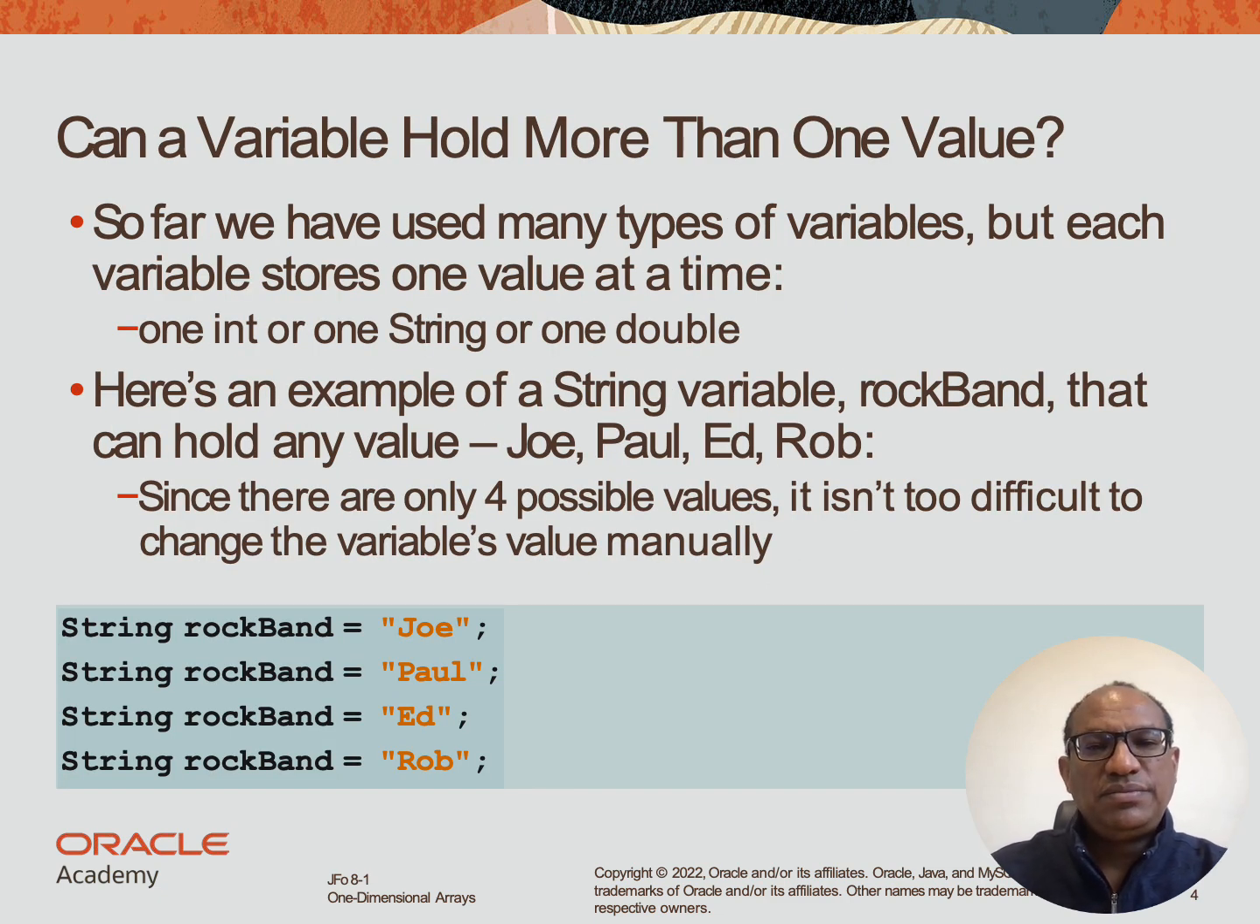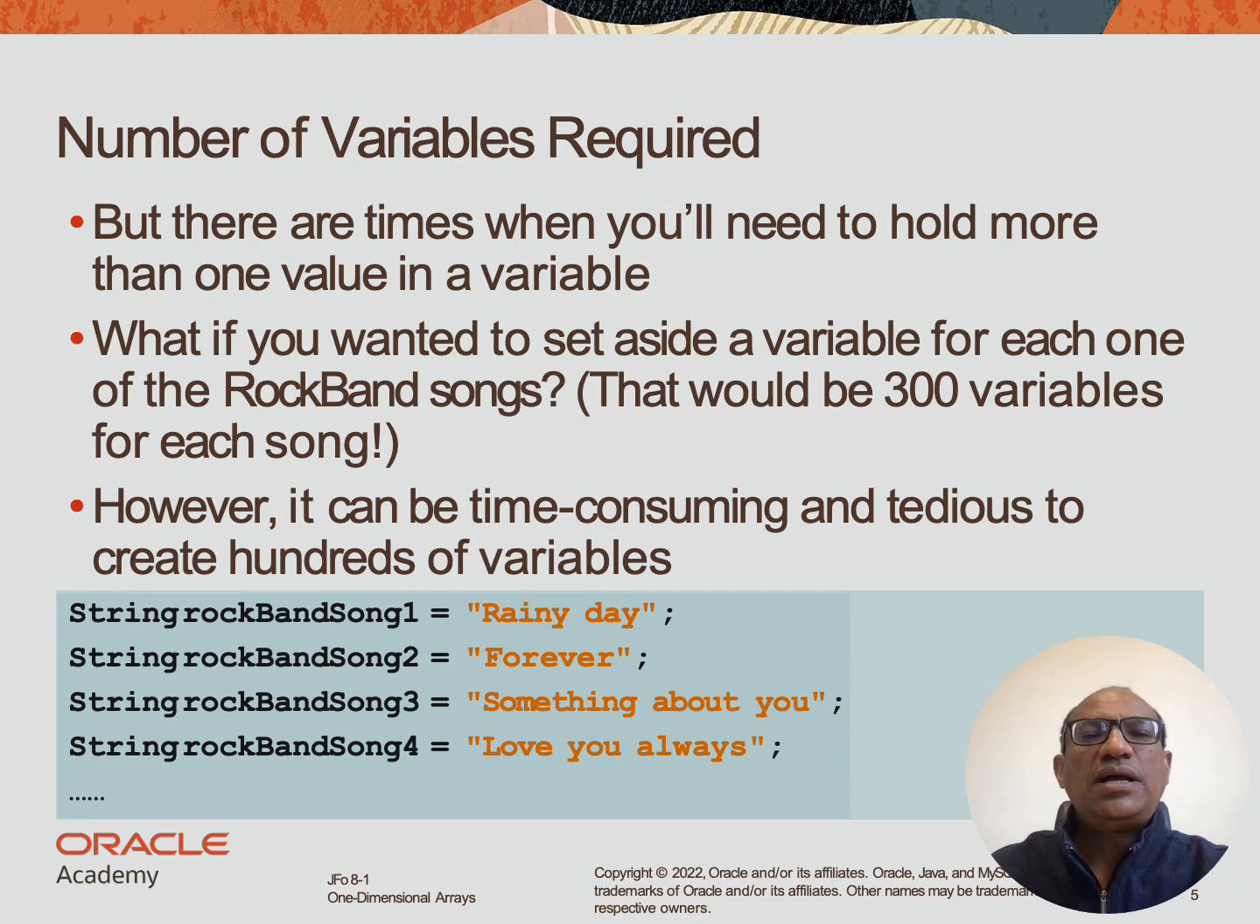Let's start simple. So far, your variables have stored just one value at a time: an int, a String, a double. That's fine when you only need to track one or two things. But imagine trying to store a list of names. You're just overwriting the same variable every time, and you lose the previous value. Now imagine you want to store every song by a band, let's say 300 of them. You're now going to write String song1 = "Rainy Day", String song2 = "Forever", and so on. That would be exhausting and impossible to manage.